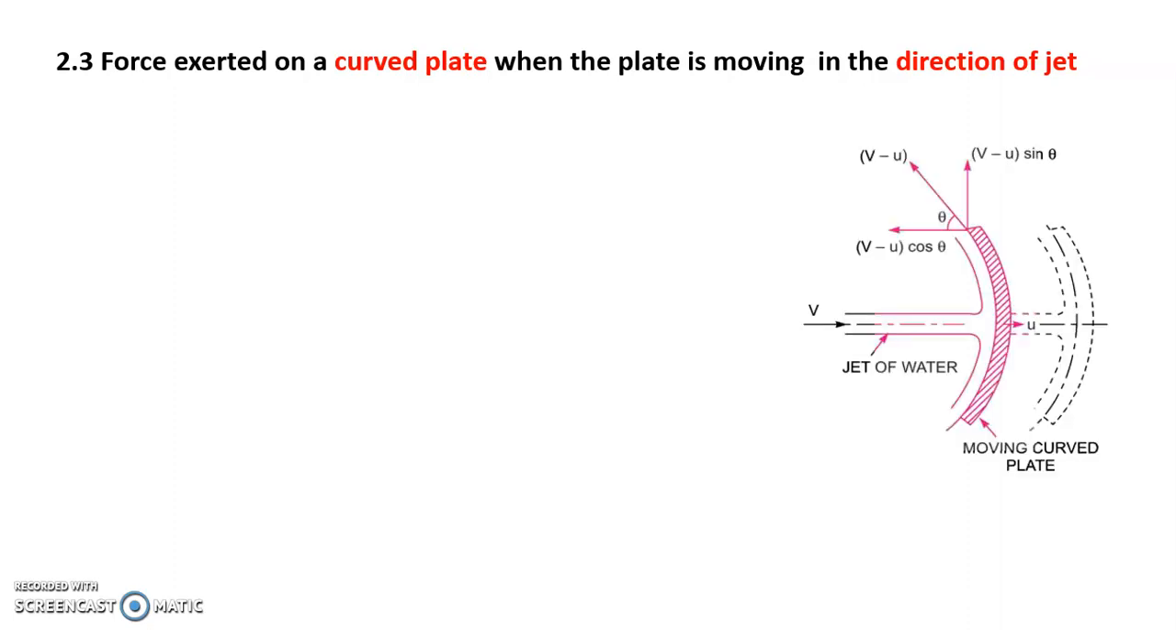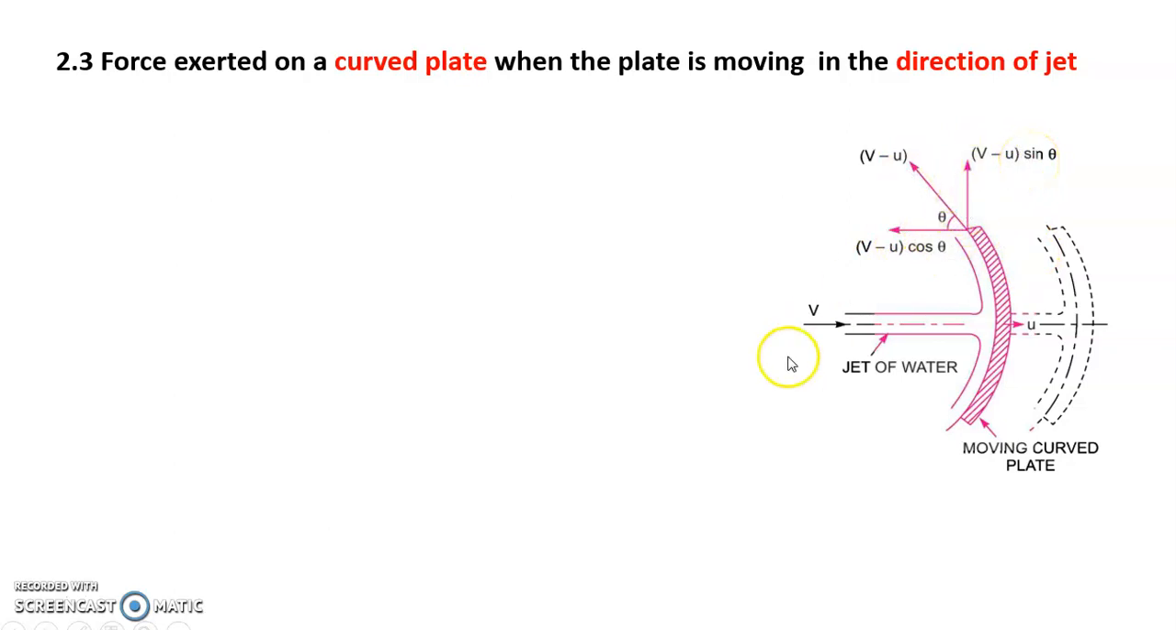So this is how I can visualize the diagram for this case. There is a V, which is the velocity of the jet, and there is a plate which is moving with a velocity u. Whenever the jet moves with velocity V and hits this moving plate, the relative velocity under consideration is V − u. And if this angle is θ, you can resolve this V − u in both x and y directions as (V − u) cos θ and (V − u) sin θ.